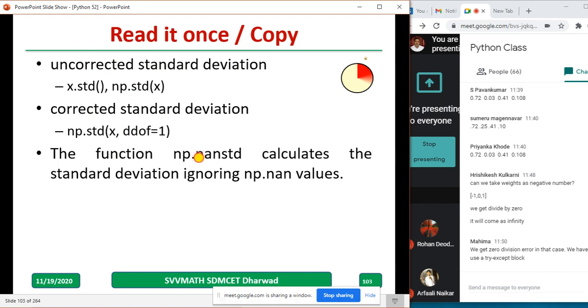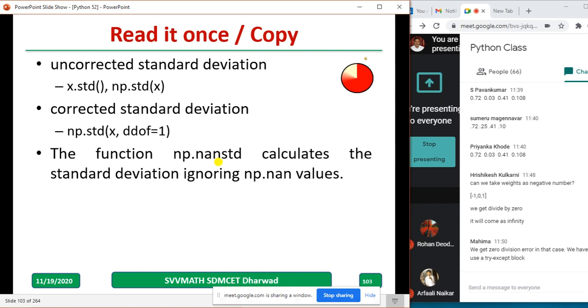The function np.nanstd calculates the standard deviation ignoring NaN values. So these things we have discussed in the previous class. np.nan, which will ignore the NaN values, not a number values, whenever it is doing any operation. Most of the functions we have discussed in the previous class.